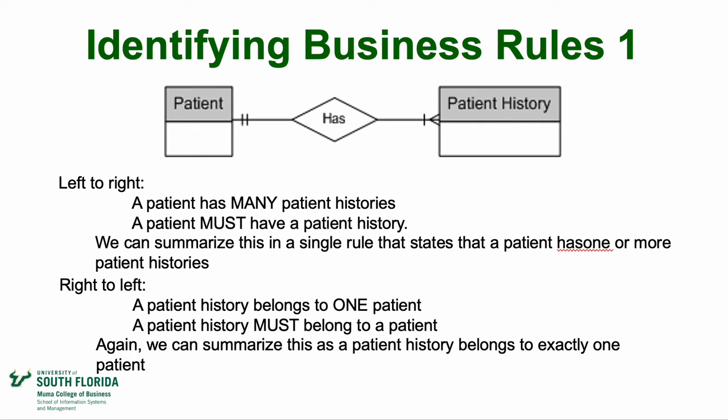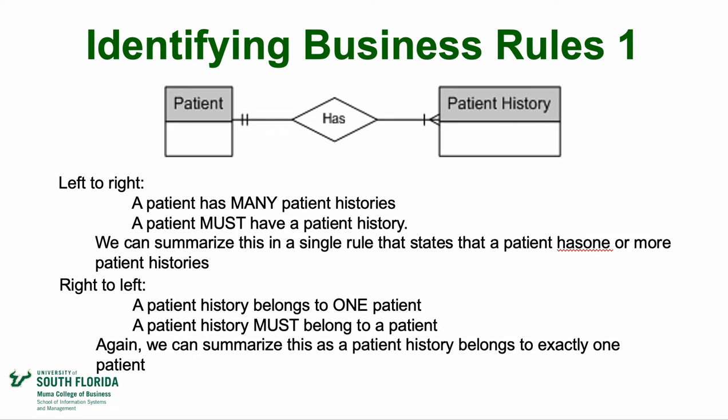You can derive business rules from the cardinality and modality symbols in the ERD. In the example below, reading from left to right, we can derive the business rule that a patient has many patient histories, indicated by the crow's foot close to the patient history, and that a patient must have a patient history, indicated by the horizontal bar to the immediate right of the crow's foot. We can summarize this as a patient has one or more patient histories.